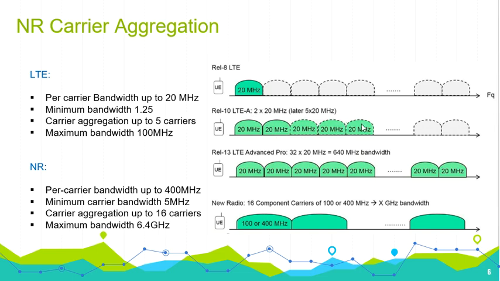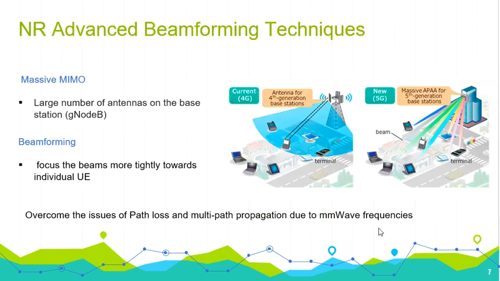When you combine 5 carriers, which is carrier aggregation of up to 5 carriers, the maximum bandwidth you can utilize is up to 100 megahertz. When you talk about new radio in 5G, in this case the per carrier bandwidth is up to 400 megahertz, and the minimum carrier bandwidth is 5 megahertz. So with up to 16 carriers, you have maximum bandwidth up to 6.4 gigahertz. So you can see this technique is very helpful to improve the capacity of the system.